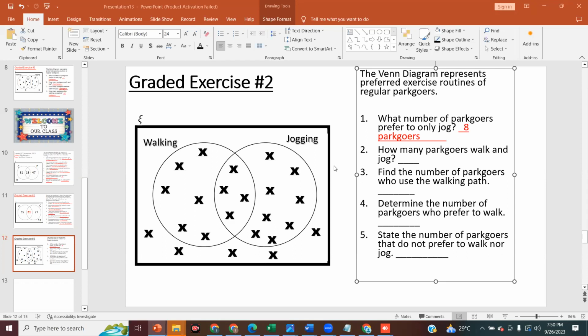How many park goers walk and jog? Sure, for that one, 4 park goers. And that's because you're looking at the intersection, right? So it's going to be 1, 2, 3, and 4. So the answer is going to be 4 park goers.